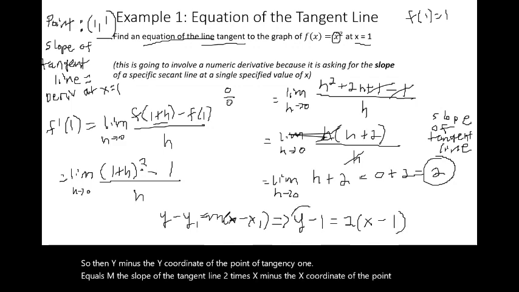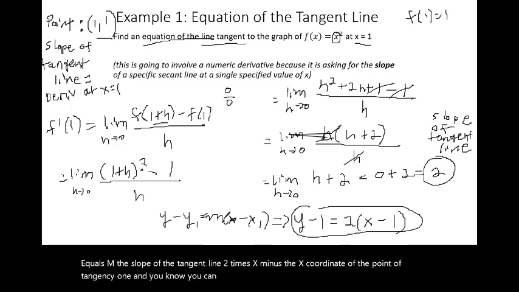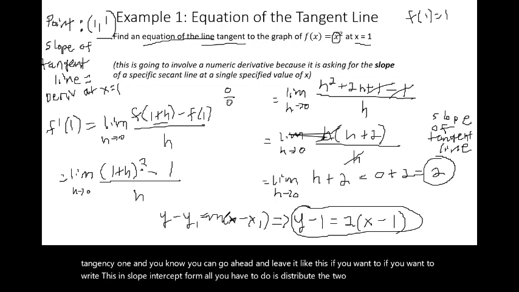And you can go ahead and leave it like this if you want to. If you want to write this in slope-intercept form, all you have to do is distribute the 2 and add 1 to both sides to get y by itself.